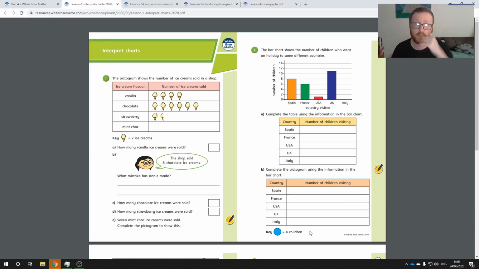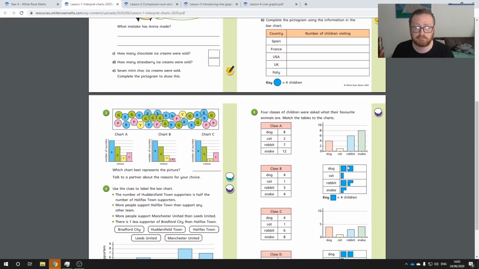So what's half of a circle? Well, half of a circle is 2. Great. Okay, so we can represent 2 children now. What about if you needed to represent 1 child or 3 children? How would you divide that circle up to represent that number of children?